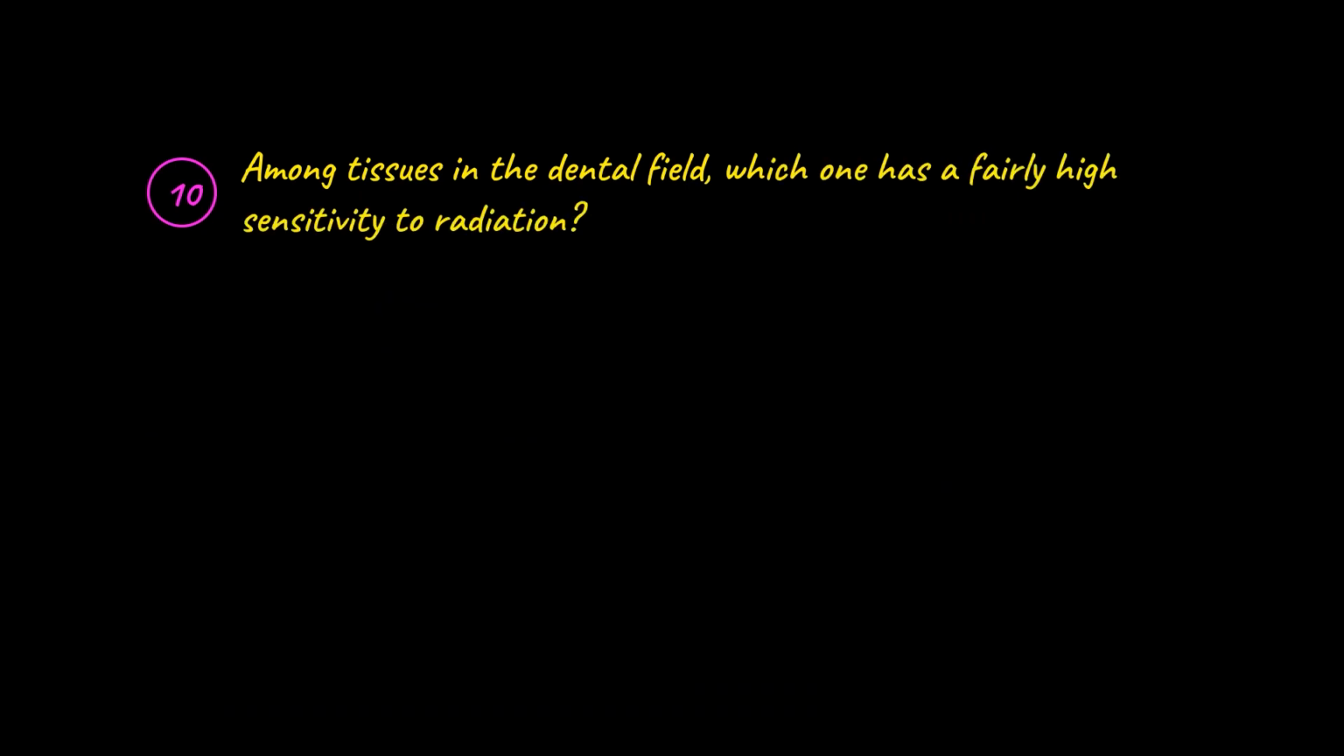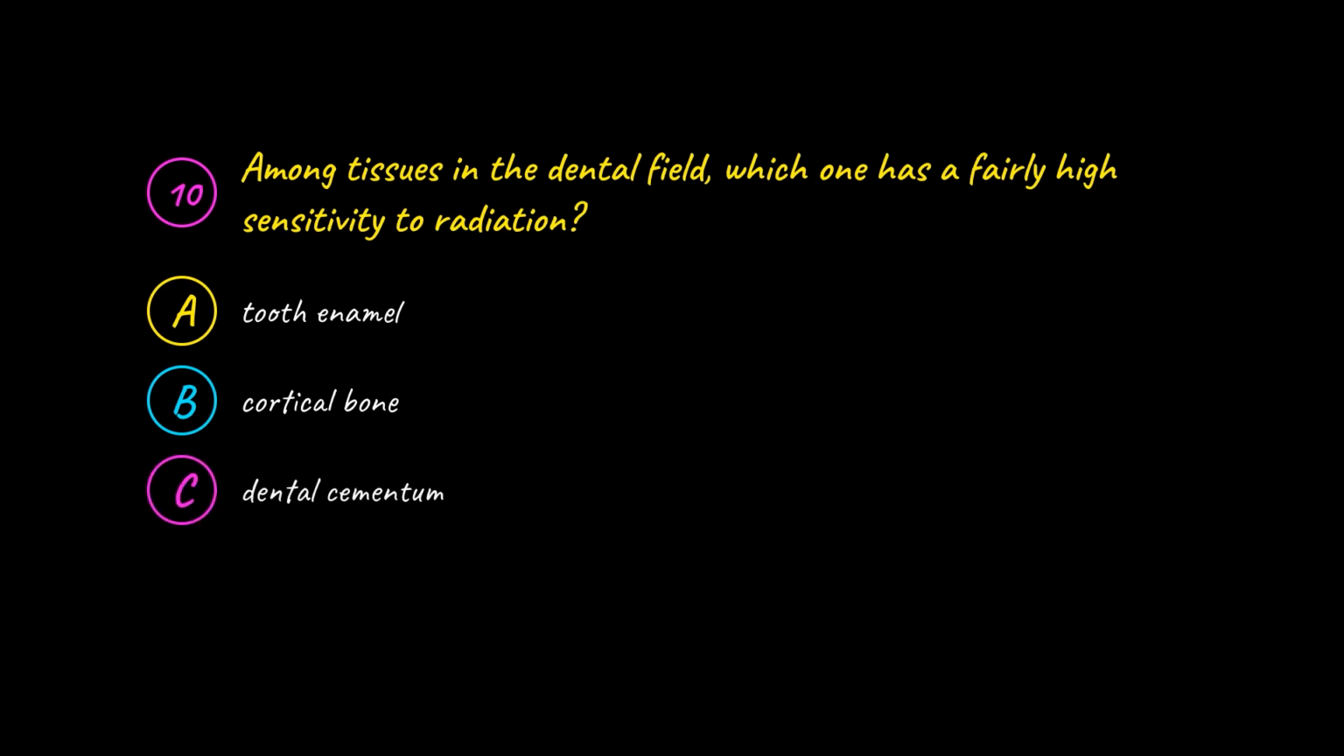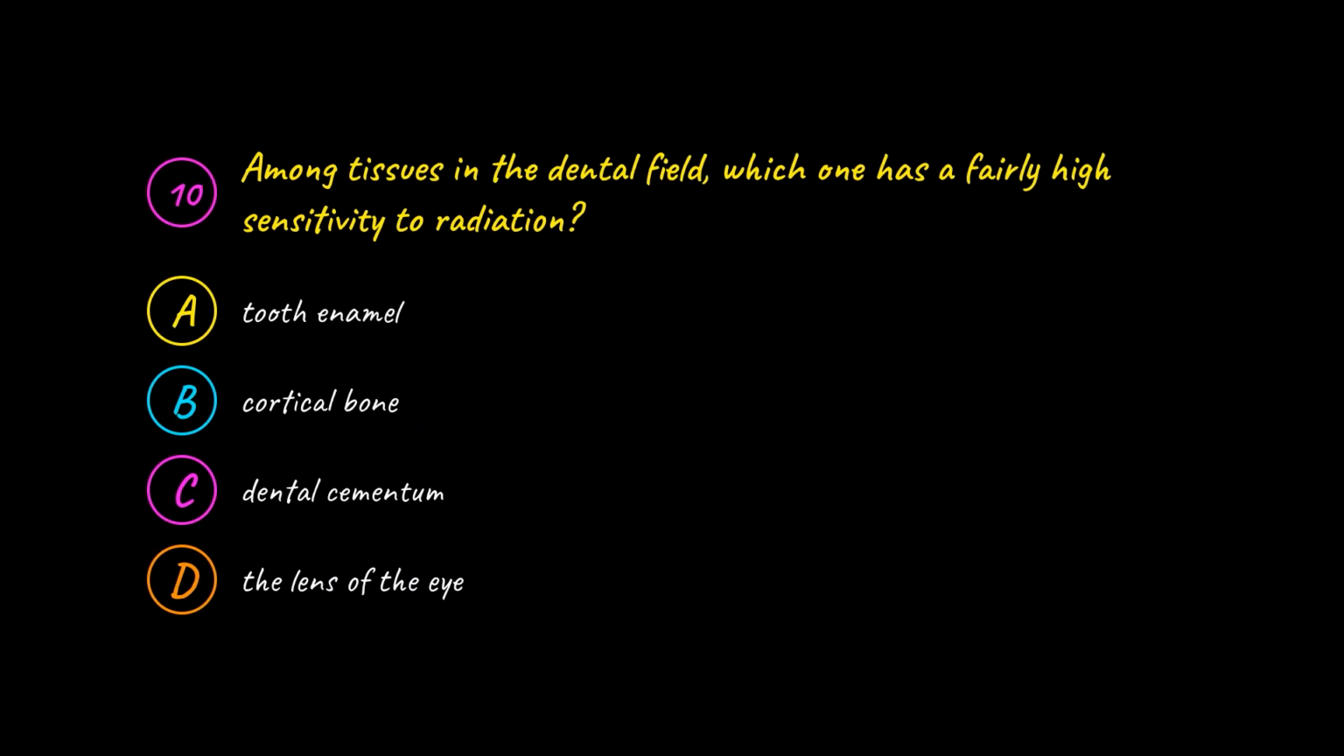Question 10. Among tissues in the dental field, which one has a fairly high sensitivity to radiation? Your options are A. Tooth enamel, B. Cortical bone, C. Dental cementum, D. The lens of the eye. Take a second. Which answer would you pick?